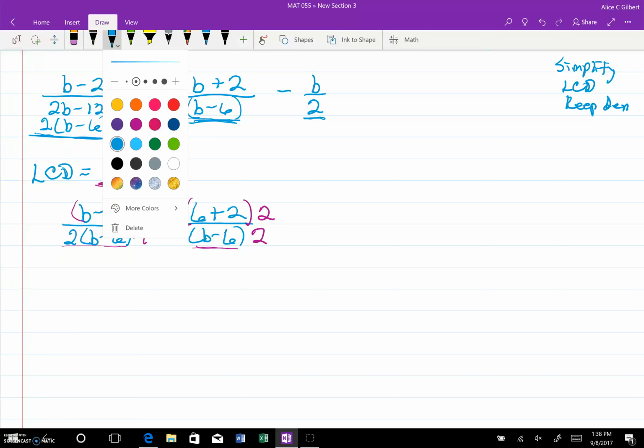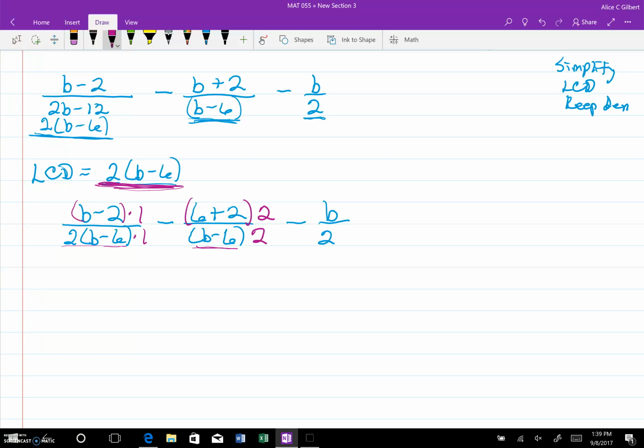And then I look at this and I say, what do I need to multiply with this 2 to get everything in my LCD? Well, I would need to multiply b minus 6. But if I do that in my denominator, I need to do it in my numerator. Okay? Now let's go see how we do this in our equation. Okay? So this is where we do things just a little bit differently.